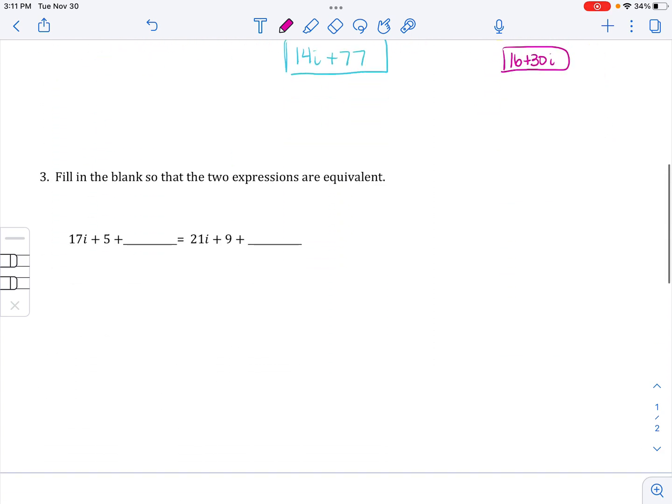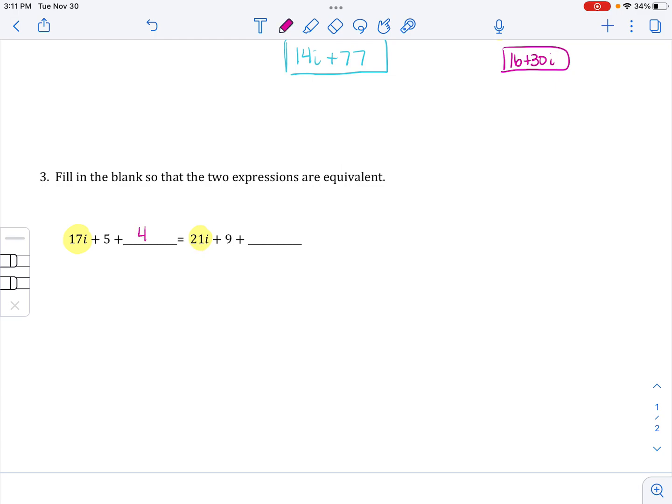Okay, one last thing. First thing I'm going to do is check to see if I have the same number of i's on this side. So on this side, I have 17 i's. On this side, I have 22. That's not the same. So I have to fill in the missing parts. So if I have 17 on this side, how many am I missing to make 21? 18, 19, 20, 21. I think I'm missing 4.